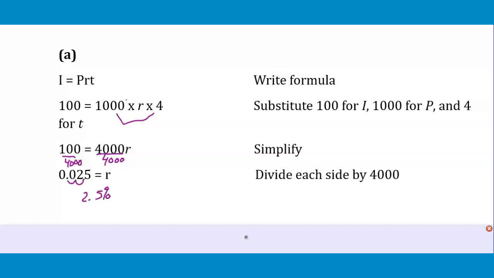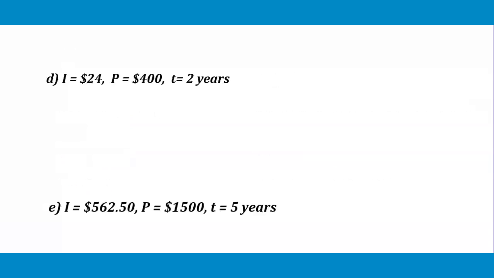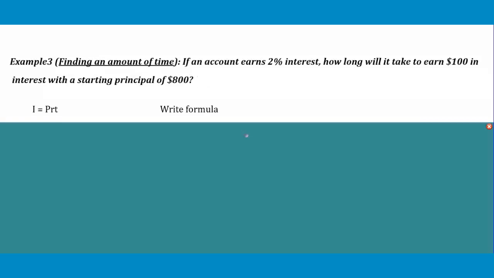All right, so the last thing here, I guess, finding the amount of time. So again, our formula. In this one, if an account earns 2% interest, how long will it take to earn $100 in interest with a starting principal of $800? So starting with my formula, I equals PRT, I go looking for the interest. Do I have the interest? Now, not the interest rate. That 2% is the rate, right? The percent is the R in our formula. How long will it take to earn $100 in interest?